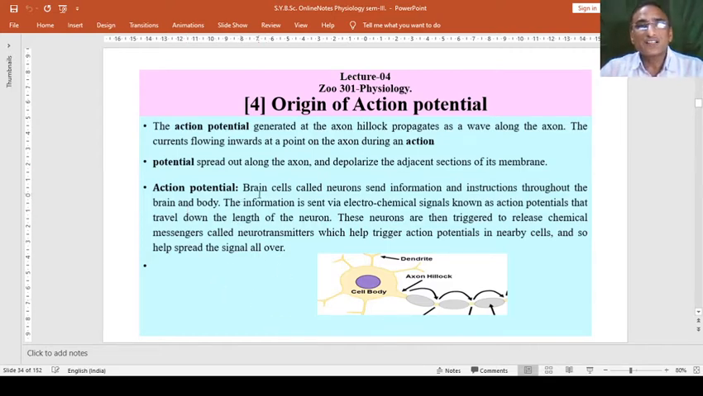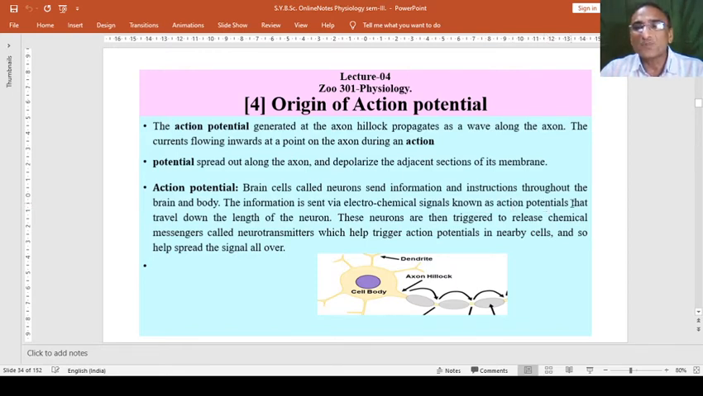Brain cells called neurons send information and instructions throughout the brain and body, or we can say give and take, or to and fro mechanism of information, is facilitated by the neurons or nerve cells through the action potential. How, we will see. The information is sent via electrochemical signals known as action potential. This is the simple definition.